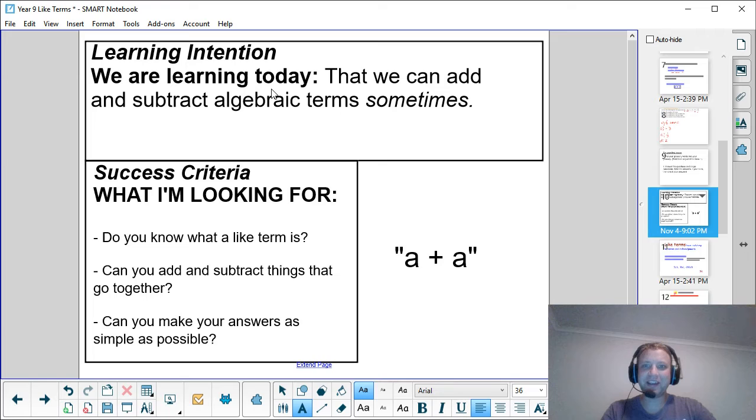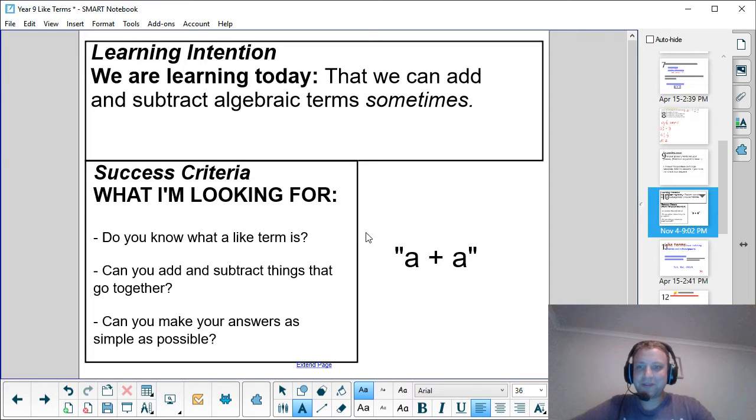What we are learning today is that sometimes in our algebra, when we've got a bunch of terms all in a row in an expression, you should know what a term is in an expression now from our previous lesson, that when you've got a bunch of algebra all together in an expression, sometimes you can add and subtract the algebraic terms together, and sometimes you can't. So what we're going to do is learn when you can and can't add your algebra together, and what that means for us going forwards.